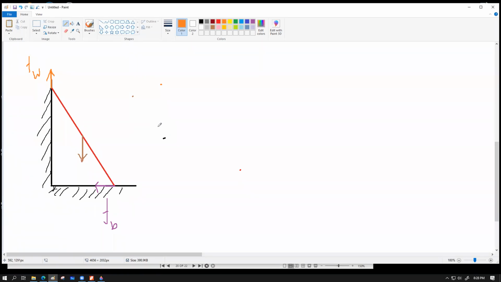Now, whenever we consider other variations, for example, if we consider a scenario where the wall is smooth and the floor is rough, we're going to simply consider that this force would not exist. If it's a smooth surface, there would not be any friction, and vice versa. So that's one part.